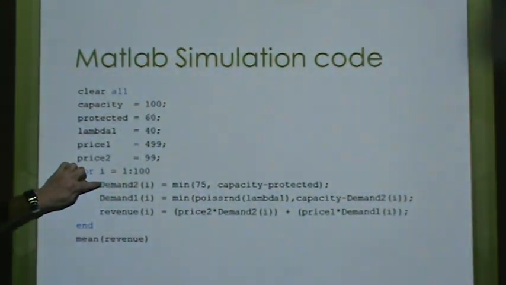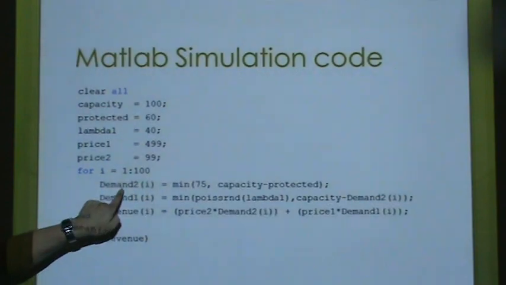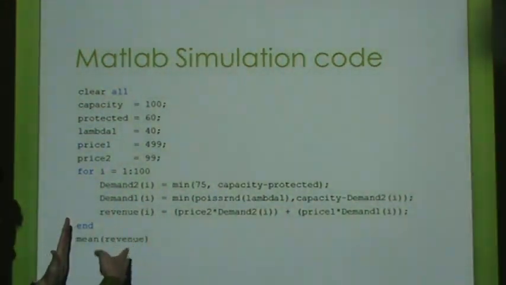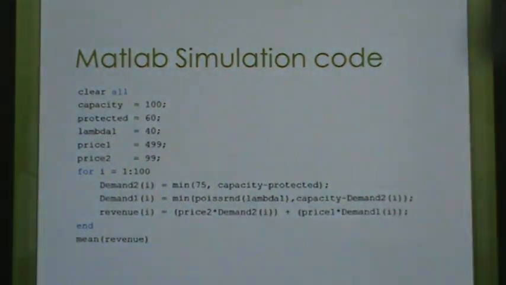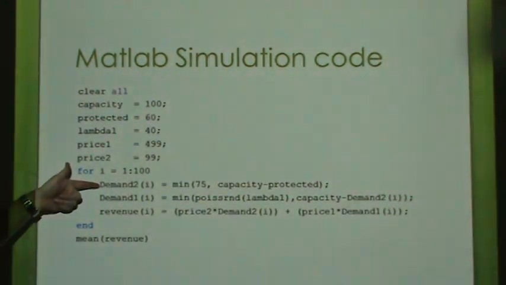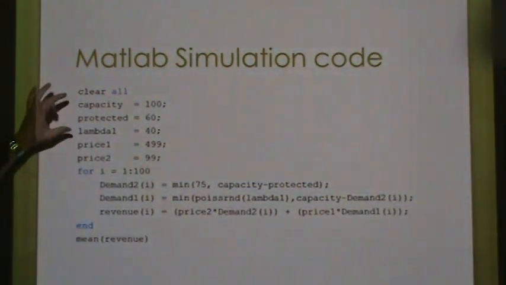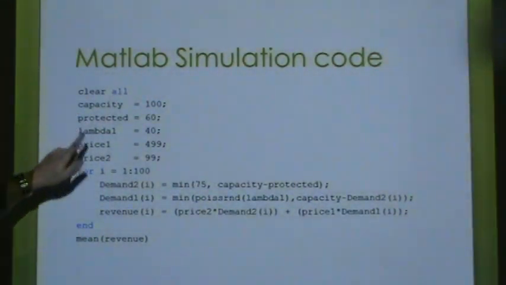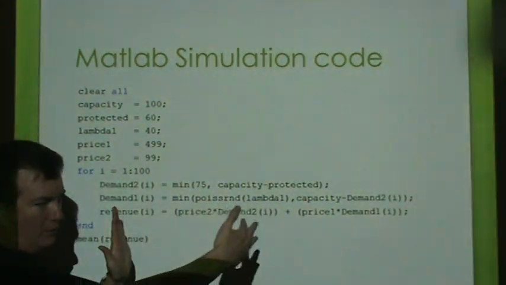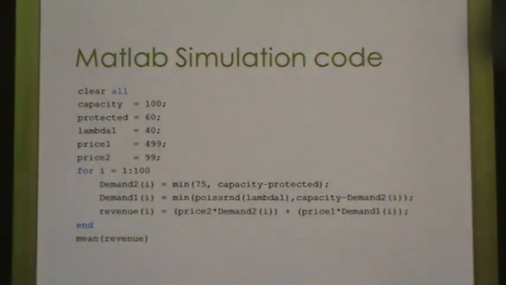So this is an array of numbers that goes from 1 to 100. So we're going to have a demand 2, and it's going to be 1, 2, 3, all the way up to 100. We're going to artificially say that we have 100 different demands at level 2. Now in this case, it's going to be 100 minus 60. It's going to be an array that says 40, 40, 40, 40, up to 100.